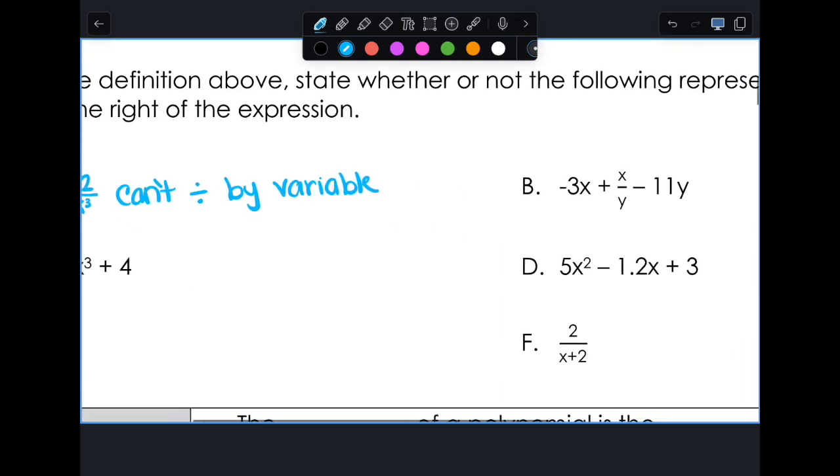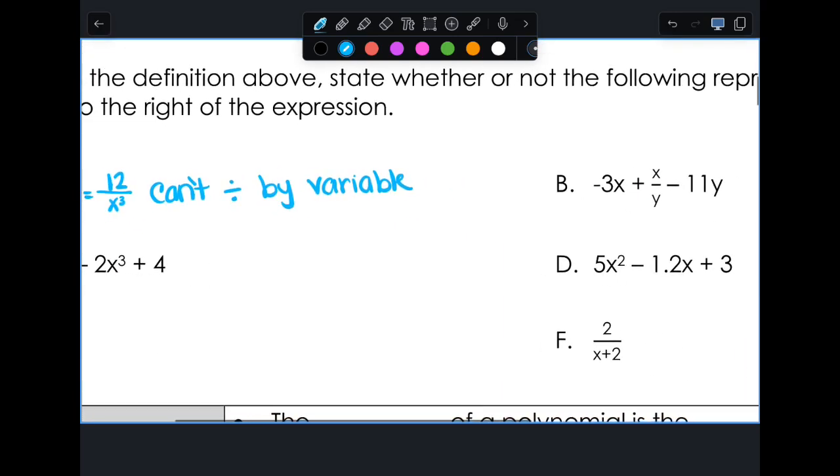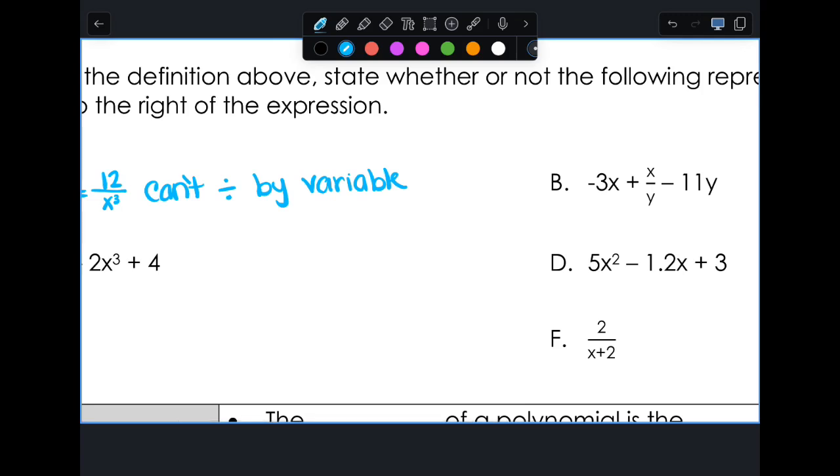Focus, guys. All right, look at example B. Is B a polynomial, yes or no? Not because it has a fraction. The variable's at the bottom of the fraction. It can have a fraction as long as there's no variable at the bottom, but this one has a variable at the bottom. So, same rule.